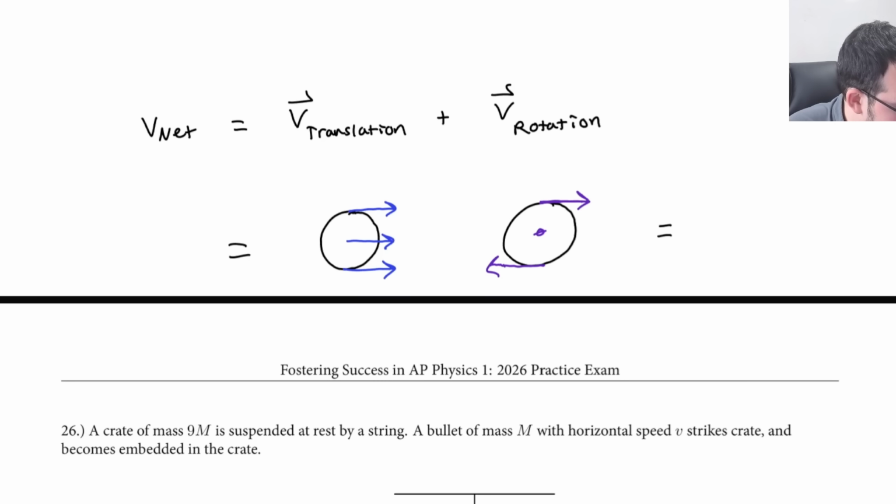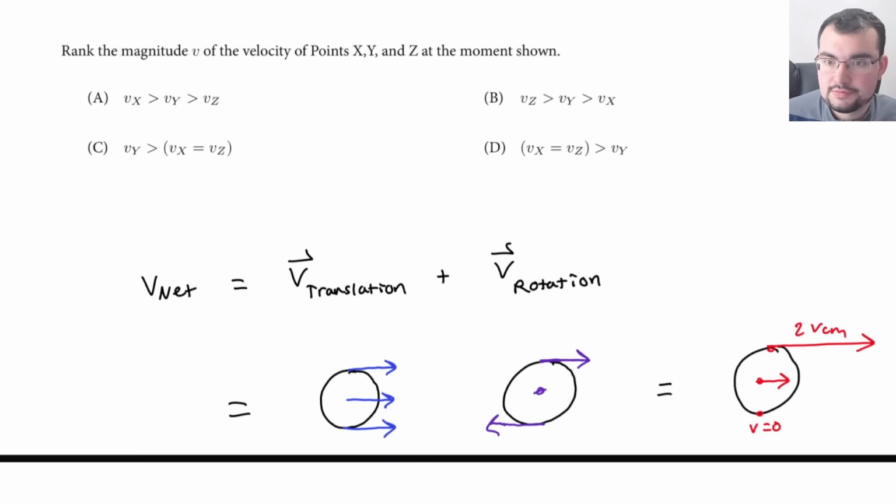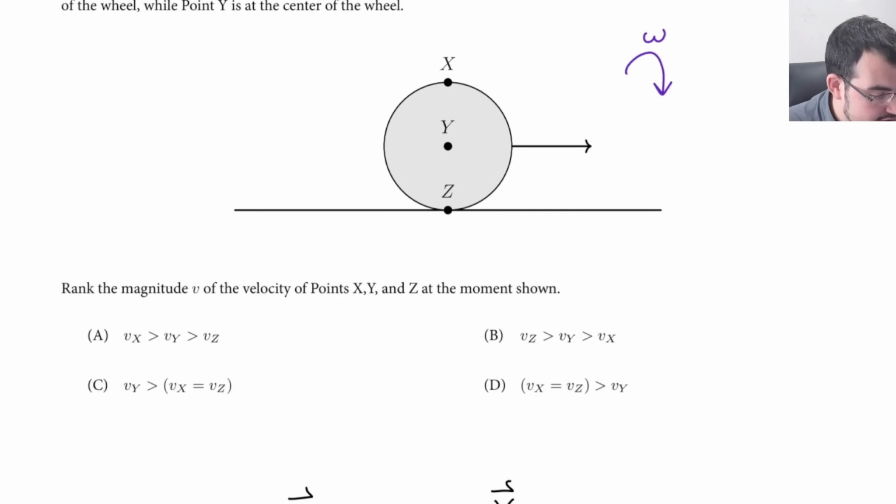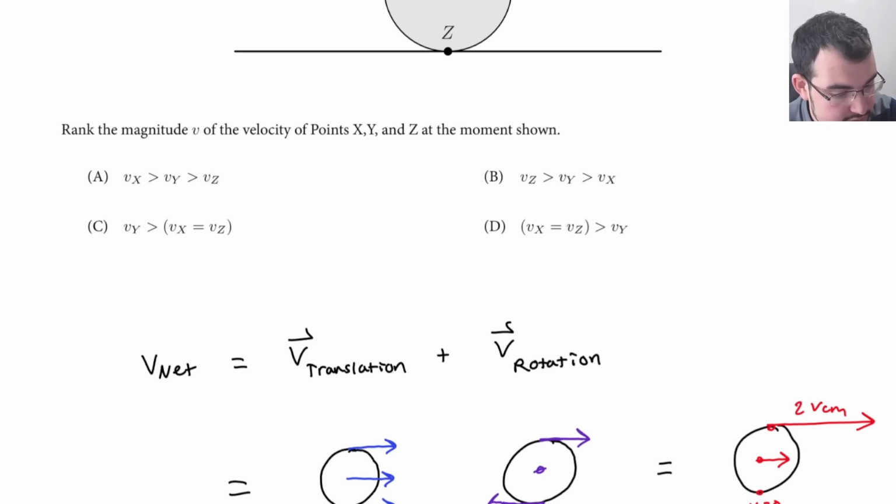So the net result for our wheel is that the vectors are additive at the top, then it's just the translational center of mass speed at the center, and then it's actually 0 at the bottom. So x is the fastest, z is the slowest. 3-star.